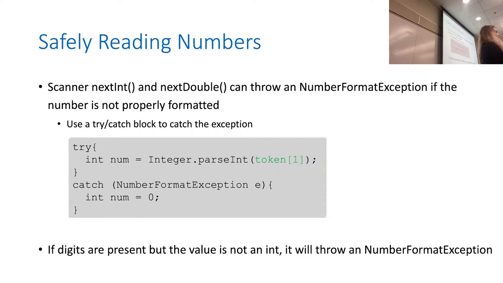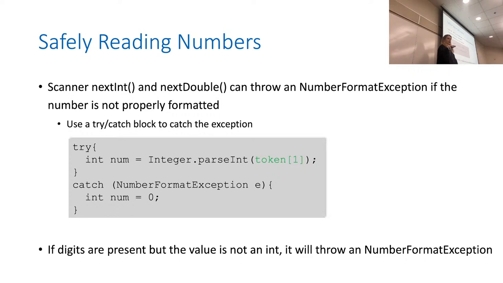Lengthy little tangent about dealing with numbers aside, that's how we read the data in from a file. We just use a scanner. We create a file object, create a new scanner given that file, and then that scanner will read the file line by line rather than, say, user input line by line. So any questions about that process?